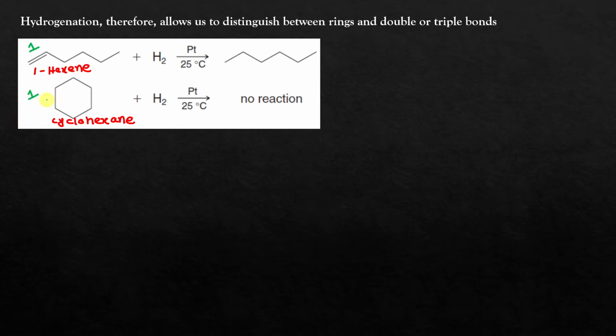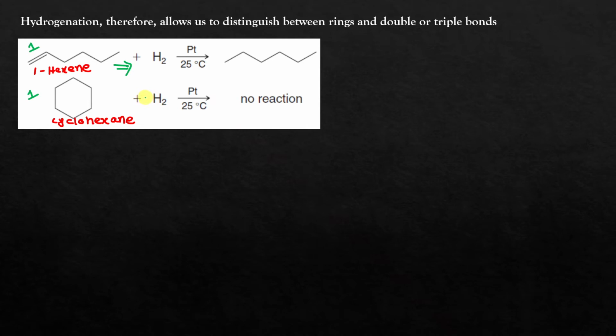And so how could you actually distinguish between these two compounds? To distinguish between these two compounds, you have to take the help of the hydrogenation reaction. This compound will participate in the hydrogenation reaction and will be converted into hexane. However, this compound does not contain any double bond, so it will not participate in the hydrogenation reaction. So there will be no reaction. By using this hydrogenation reaction, we can actually distinguish between a double bond, a triple bond, or a ring.